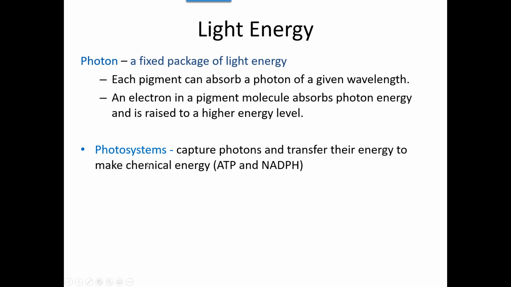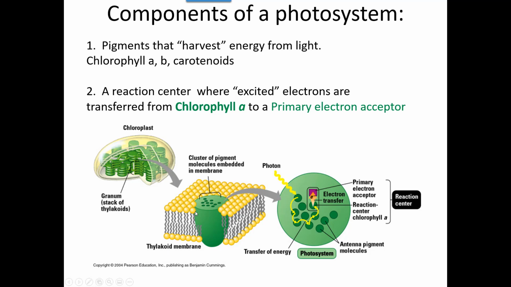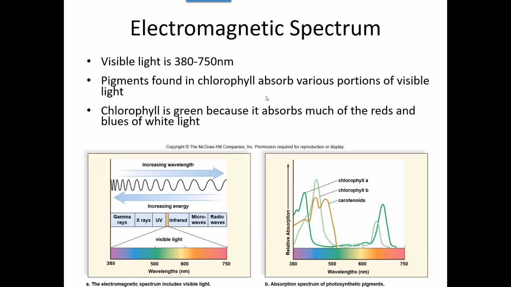Things that make up a photosystem: there are two main things. One is pigments. We have different colors that harvest energy from light. Examples of these pigments are chlorophyll A, chlorophyll B, as well as some carotenoids. These are pigments that are going to harvest the light energy. If I go back all the way to here, you can really see chlorophyll A, B, and the carotenoids absorbing a lot of the light energy.